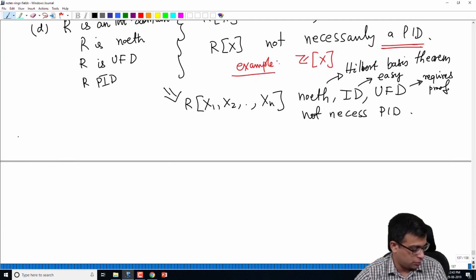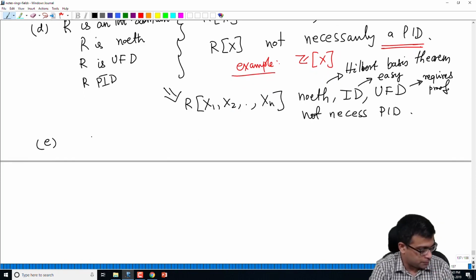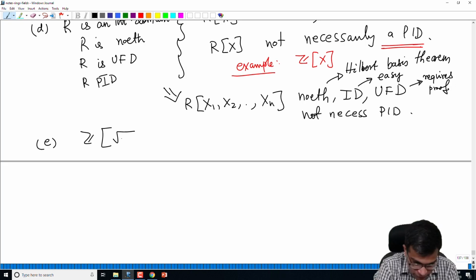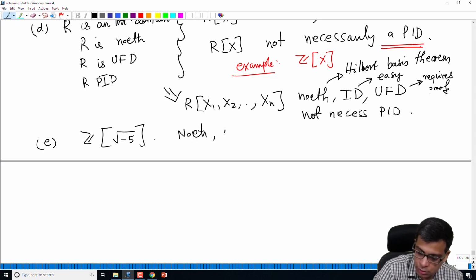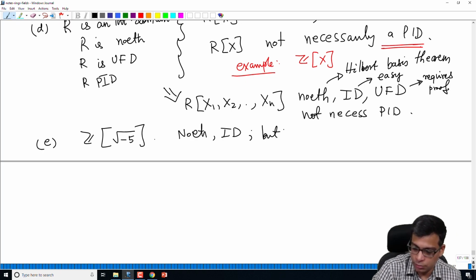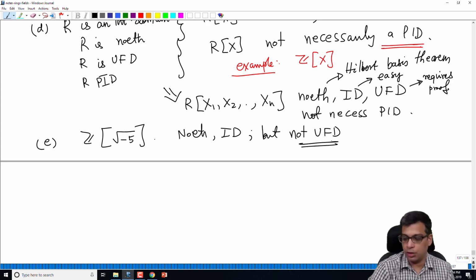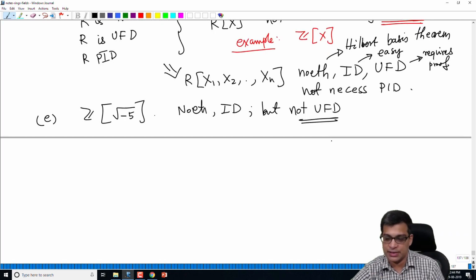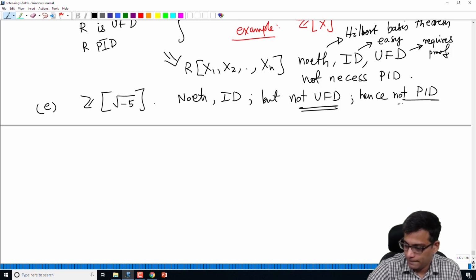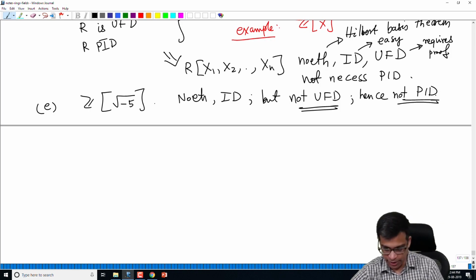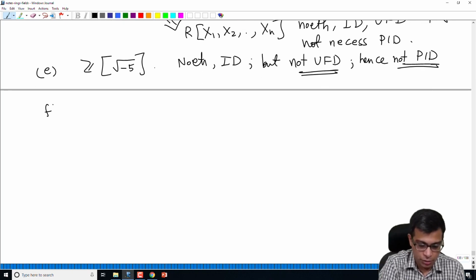Let's do some more examples. What about Z adjoined square root minus 5? This is Noetherian, ID, but not UFD. If you recall in the videos when we discussed UFDs, we showed that this has factorization but it terminates, but it's not unique. 6 can be written in two different ways as a product of irreducible elements. Once it's not a UFD, it cannot be a PID because a PID is a UFD. Next example.